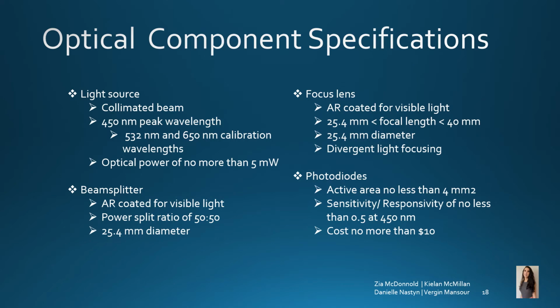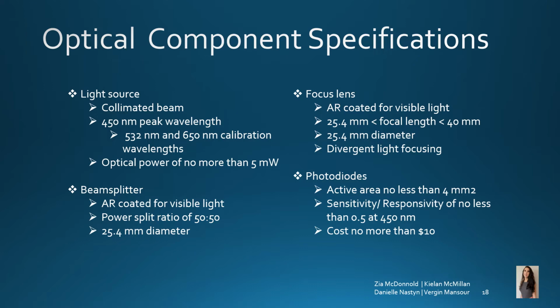The last optical component is the photodiodes, where the specifications include an active area no less than 4 mm squared so the alignment remains simple, a sensitivity and/or responsivity of no less than 0.5 at 450 nanometers, and lastly, they are no more than $10 each.